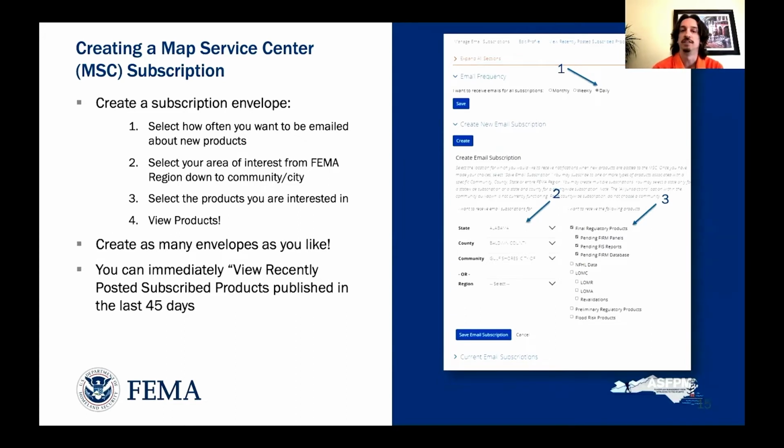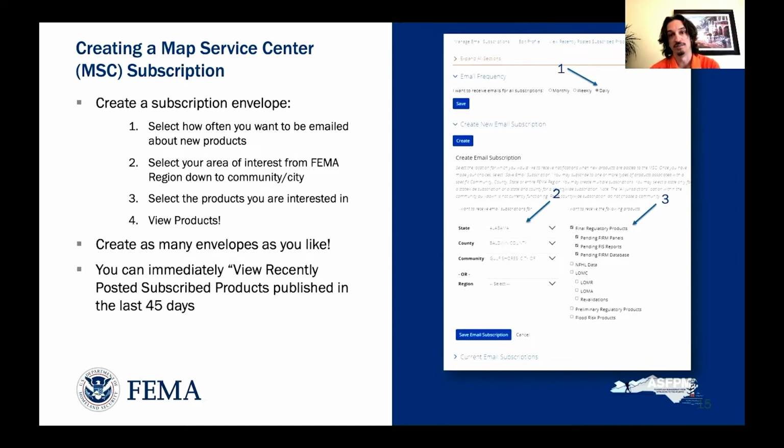First, select how often that you want to be emailed. So you can choose between daily, weekly, monthly. Some products are issued about every day, like the LOMC that we talked about, or products as they come out on their effective date. But maybe daily is a little too frequent. You'd rather just maybe get the GIS data updated once per month.